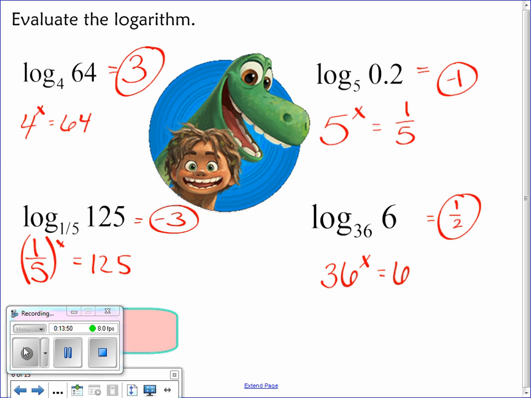Questions so far? Negative 3? Recognizing to move, right now it's in the bottom of a fraction, and we need to get it out of the bottom. So a negative exponent is going to move it back to the top. Negative exponents always move them up or down. So moving it up, and then 5 cubed is 125. Doing okay? For the most part?